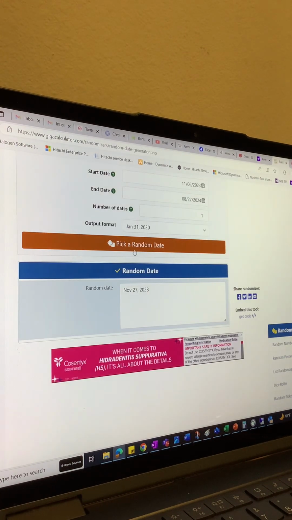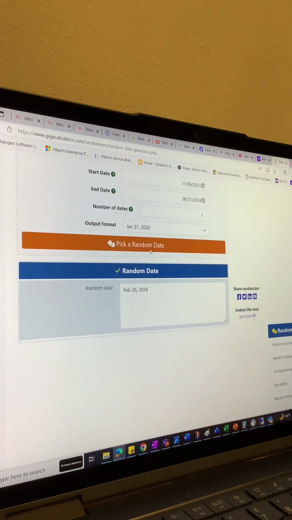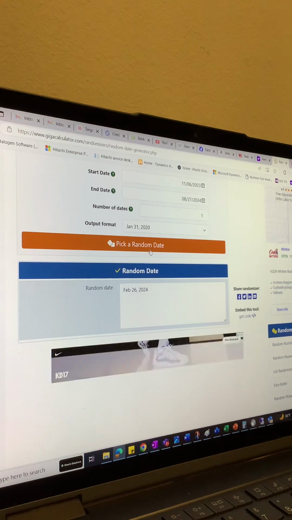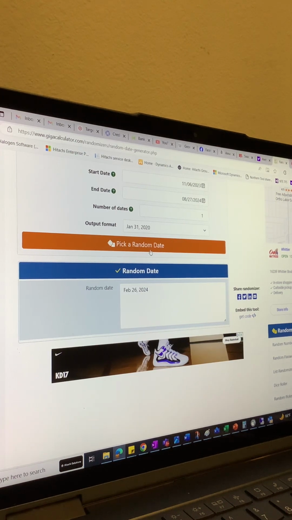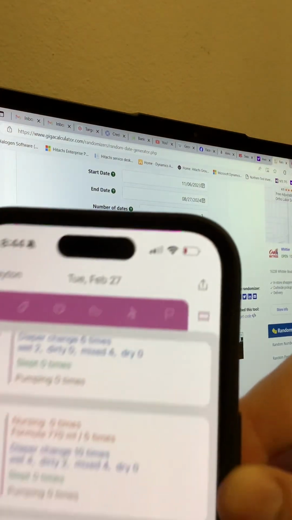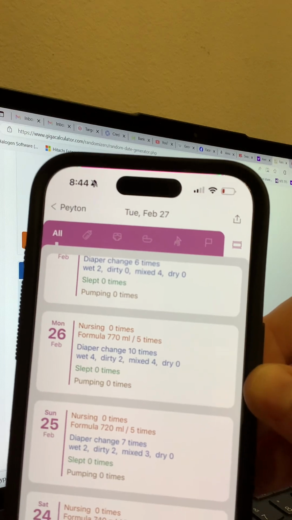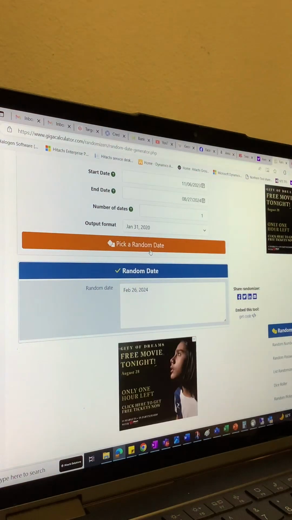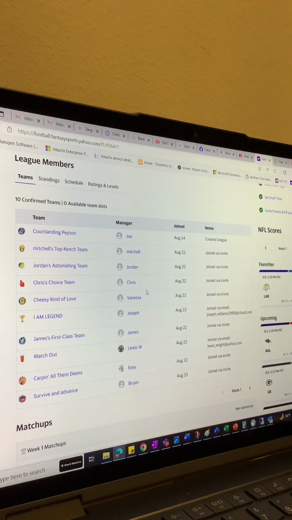And so Chris is going to get a date of February 26th. And again, alternating kids, so this is going to be Peyton. And on February 26th, Peyton had $770. So, Chris, your number right now is 7. Next up we have Vanessa.